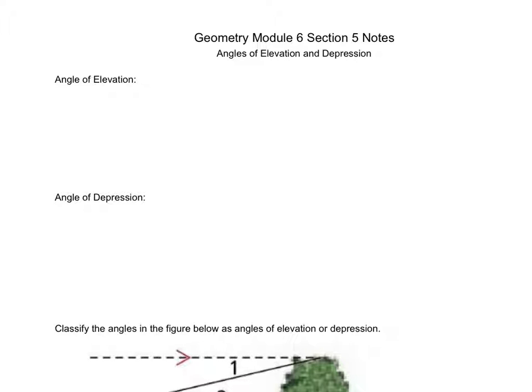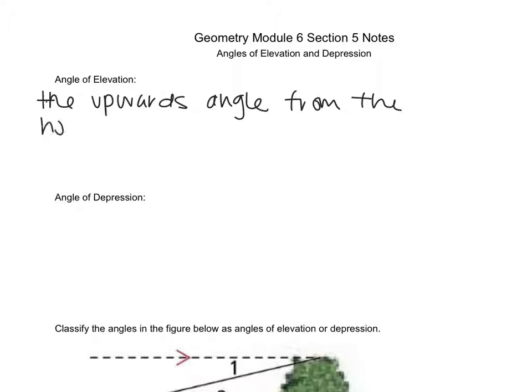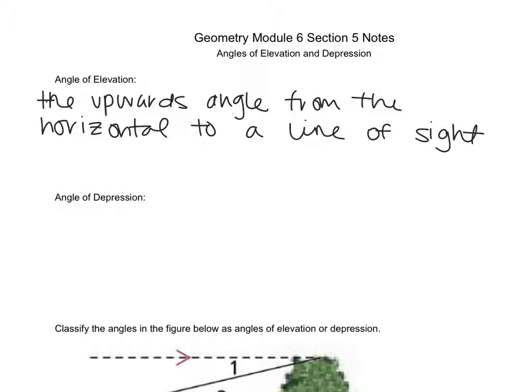In section 5, we're going to talk about angles of elevation and depression, which are helpful when solving word problems that have to do with right triangles. So when we talk about an angle of elevation, it's the upwards angle from the horizontal to a line of sight to some point of interest.